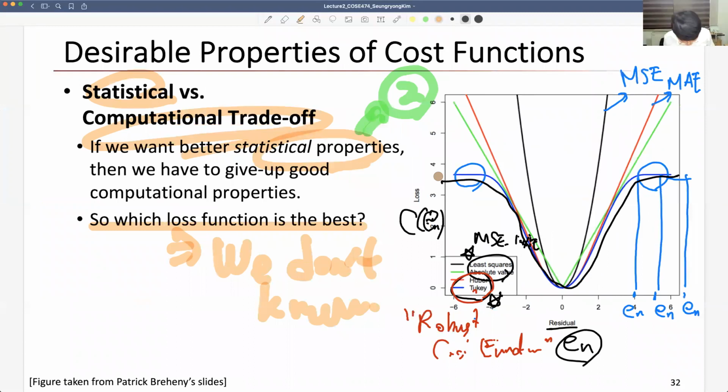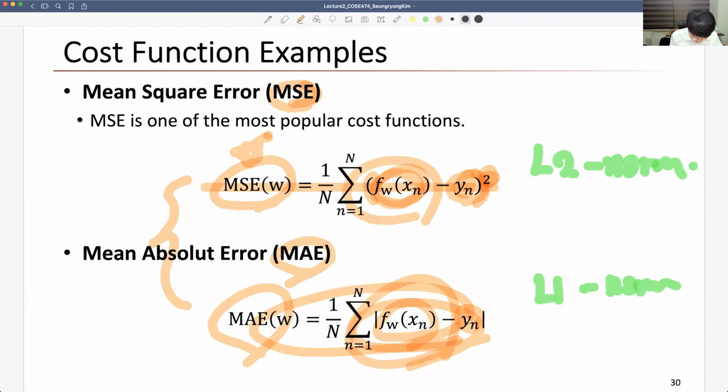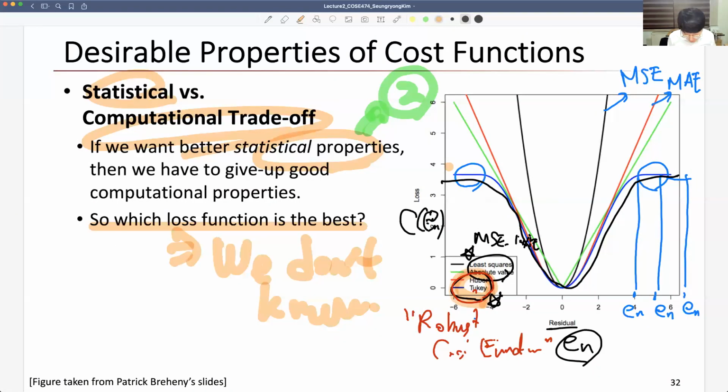Yeah, here's the thing. We just passed over these two loss functions, but compared to this one, the equation of this cost function is more complex than the MSE or the MAE. So it means that we need much more computation time to compute the cost function. That's why there is a trade-off between the statistical property and computational benefit.